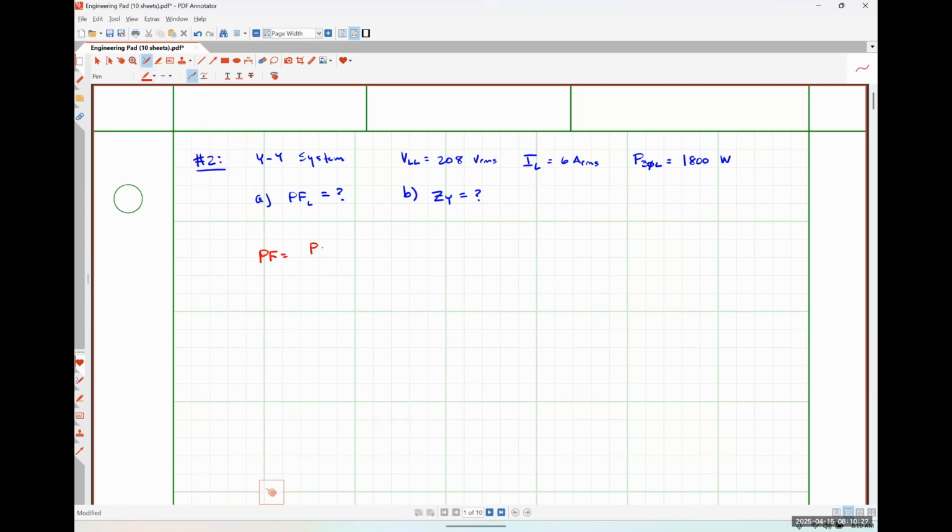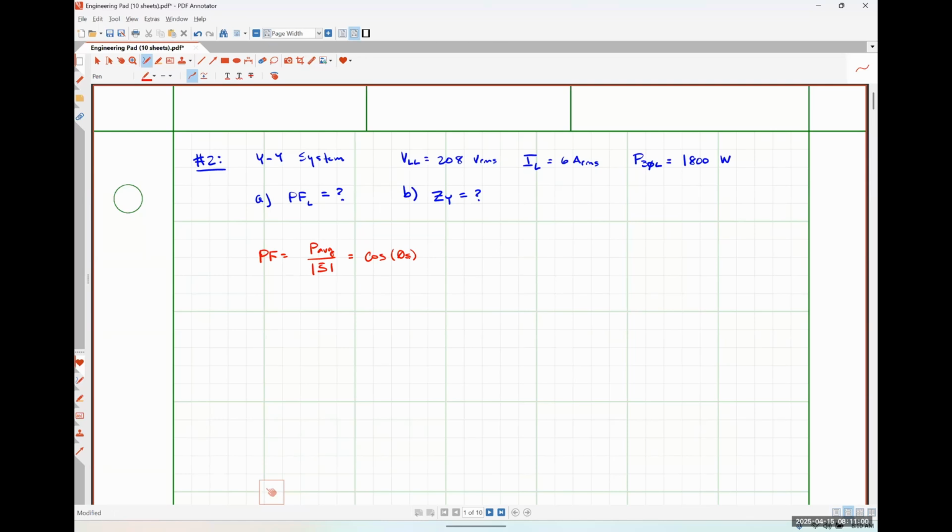So P average over apparent power, not complex power, the magnitude of the complex power. And then what was the other one? Our power factor angle, theta S. Okay, thank you, Ricky. Absolutely. Those are the 2 relationships that I'm looking for. So if we want to calculate power factor, we're going to wind up having to do one of those 2 things. Okay.